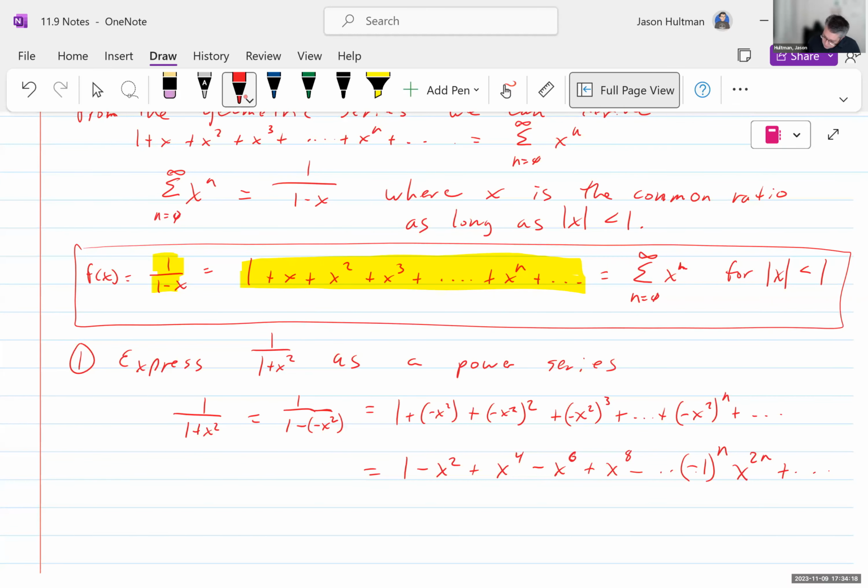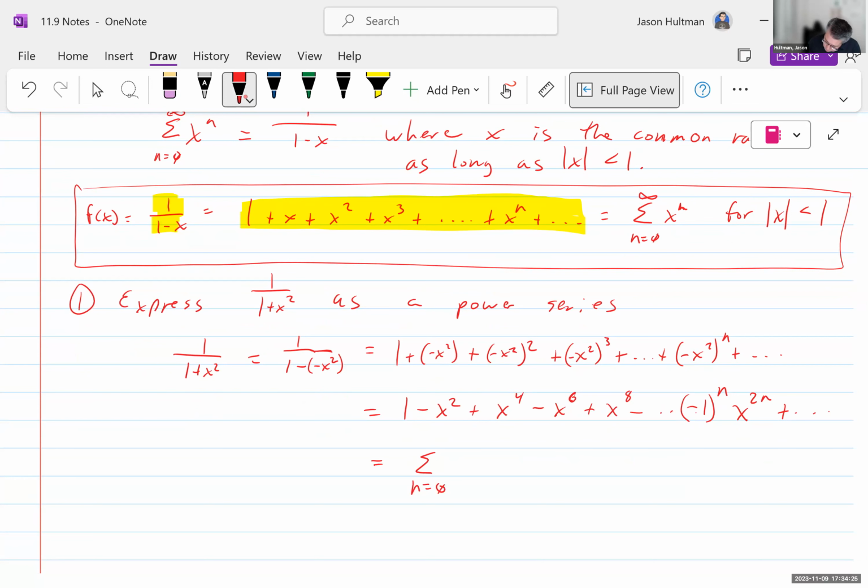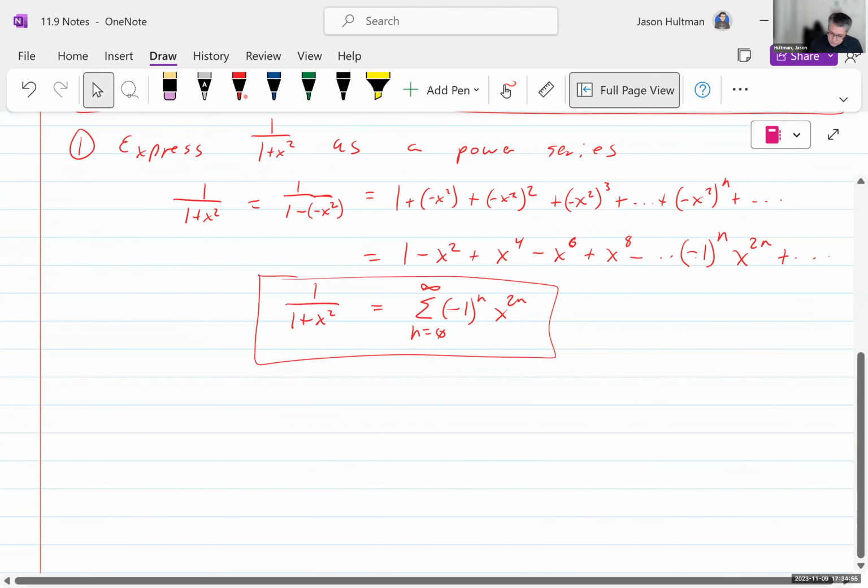Okay, and so we could actually rewrite that in summation notation. As n equals 0 to infinity of negative 1 to the nth power, it alternates, and it's just x to the 2n power. And that was equal to 1 over 1 plus x squared, written as an infinite series. That's what this whole chapter is on, infinite series.